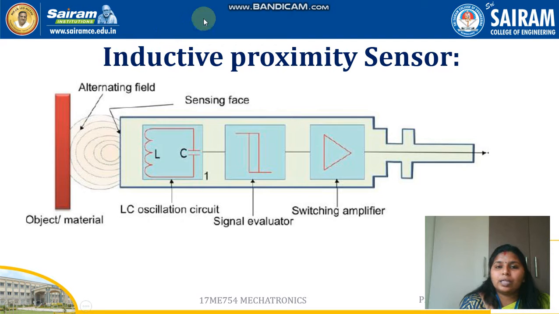So previously in eddy current, when an alternating current is passed to the coil, a magnetic field is produced, and that magnetic field helps in identifying the target. In an inductive proximity sensor, the current is supplied to the coil, and it produces a field of high frequency, and that frequency helps in identifying the target.